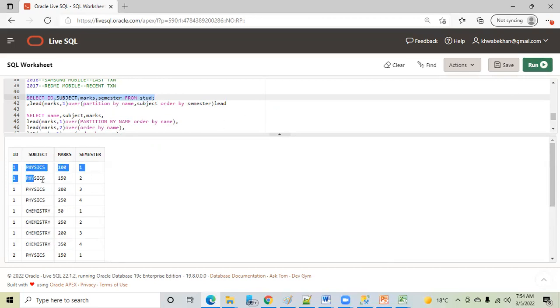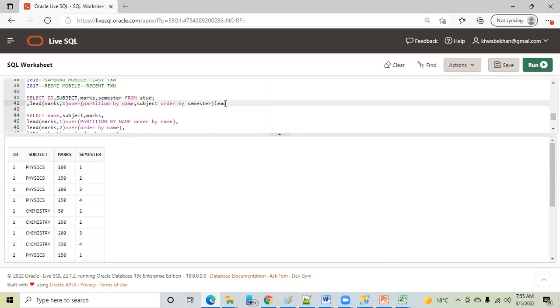My question was to fetch those records where marks are increasing. In the first semester marks is 100, second 150, third 200, fourth 250. How can you tell that the marks are increasing? You compare second and first, then third and second, then fourth and third. So you have to compare this record with the next record. That is why I'm taking this one position up, so that you can easily compare it.